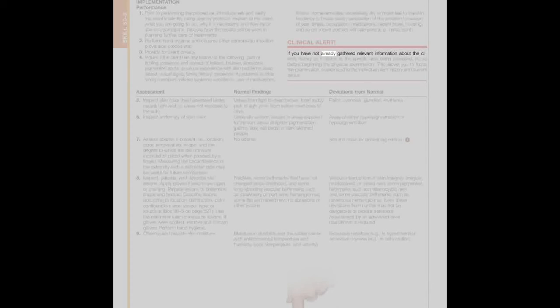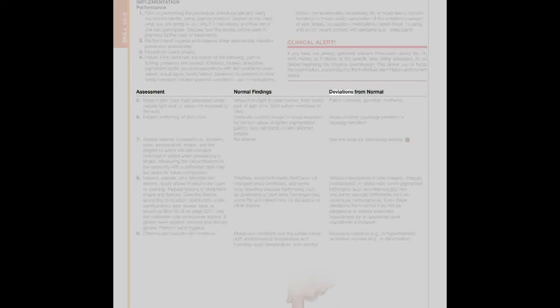If you have not already gathered relevant information about the client's history, as it relates to the specific area being assessed, do so before beginning the physical examination. This allows you to focus the examination, customized to the individual client history and current status.